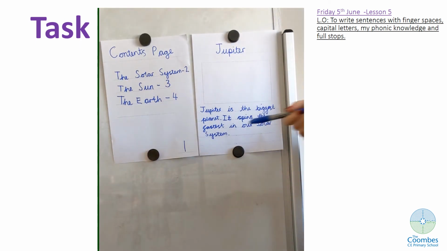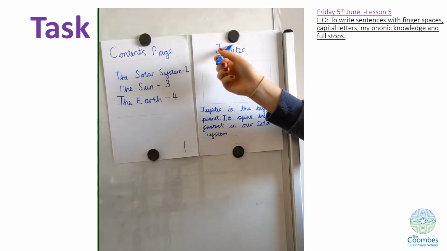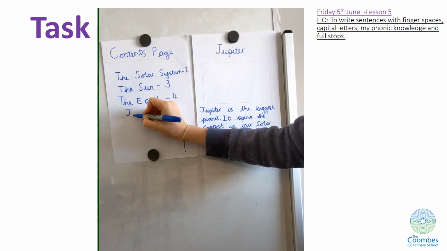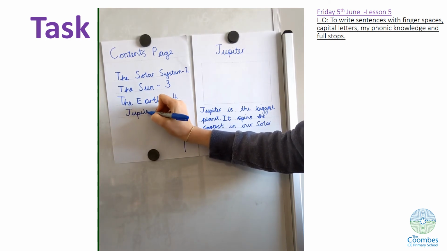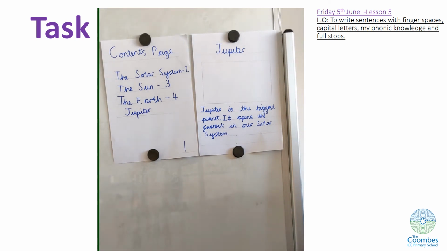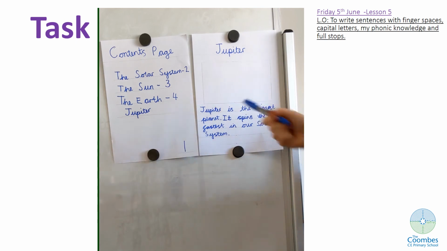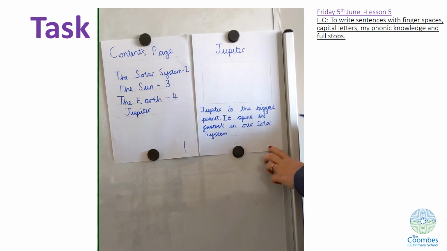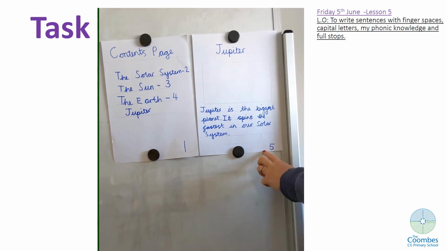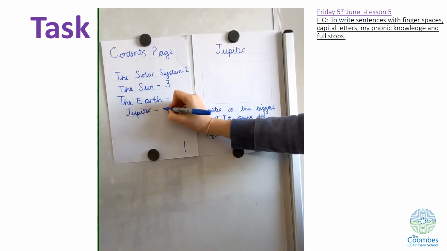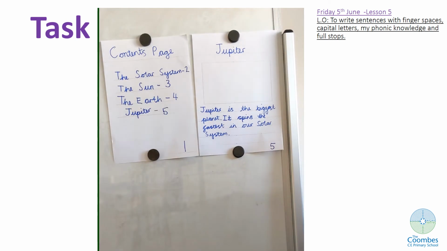So this page is all about Jupiter. So I then can draw a picture of Jupiter in my box, but I also need to remember to fill in my contents page. So I need to write Jupiter here because it's the heading of my page. Jupiter. And then I need to think what page number it would be on. So the Earth was on the page number 4. This is the next page, so it would have to be page number 5. Well done. So next to Jupiter, I need to write page number 5.